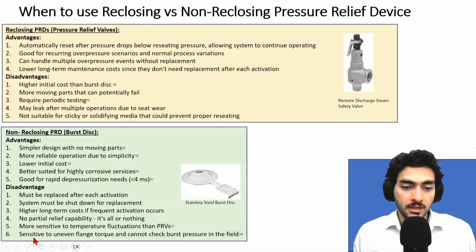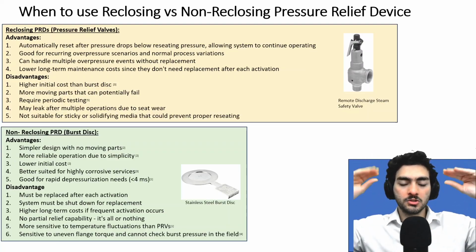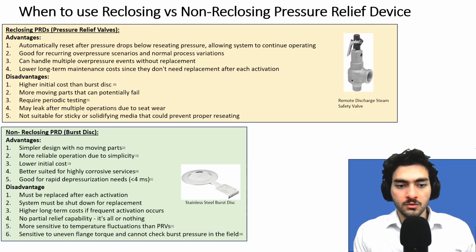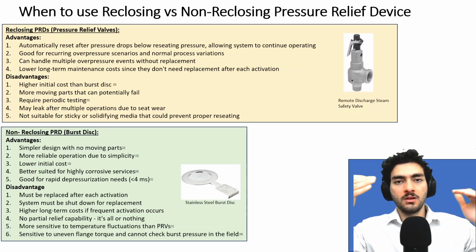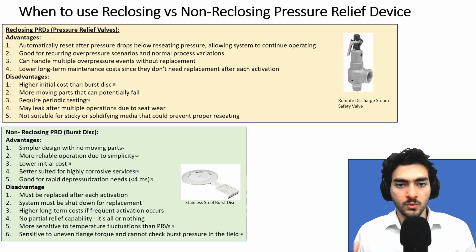And another disadvantage is that it's sensitive to uneven torque on the flange. Usually these discs are sandwiched between two flanges, and the manufacturer would give you the right torque settings for these bolts. If you're not careful with that, uneven torques on the flange bolts can cause a shift in the burst pressure. And unfortunately, you can't check the burst pressure in the field because once it bursts, you have to use another one.